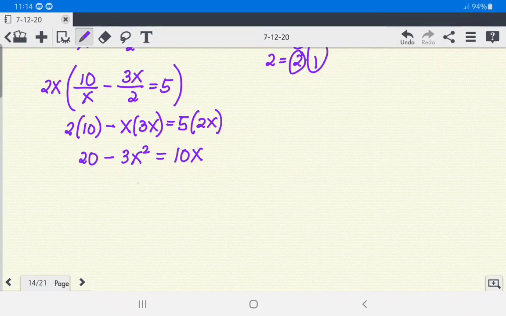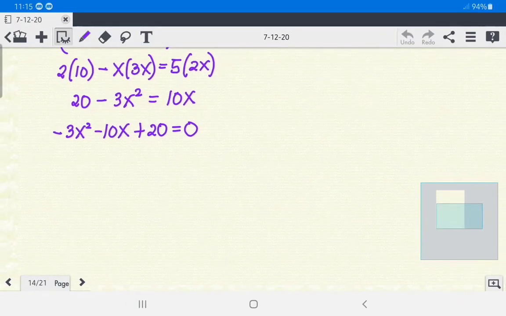So, we have negative 3x squared minus 10x. You transpose negative 10x to the left side. Just change the sign. Or make use of the subtraction property of equality. Subtract 10 to both sides of the equation. Then plus 20 equals to 0.